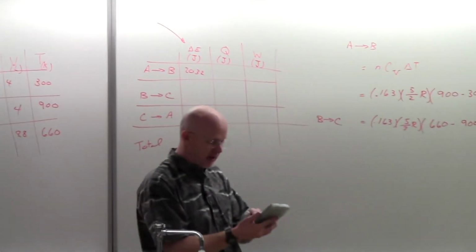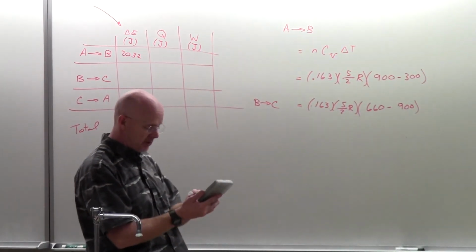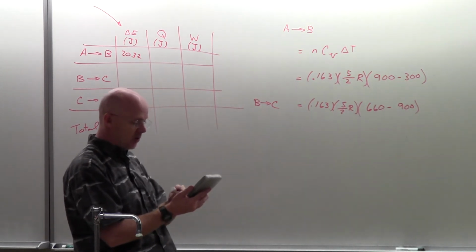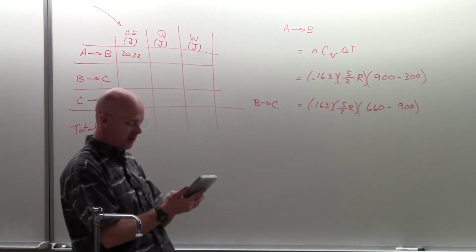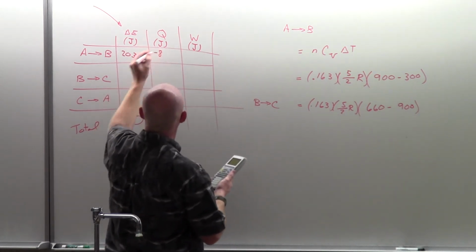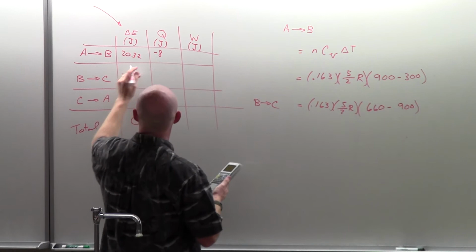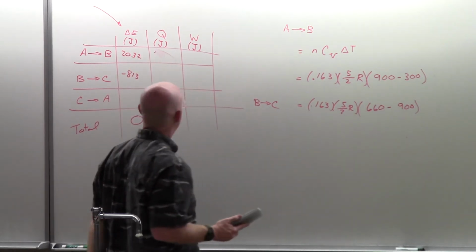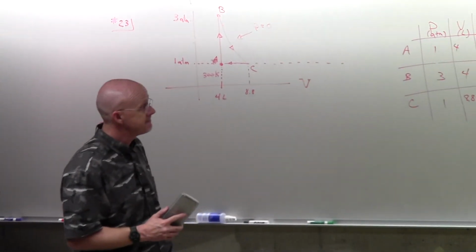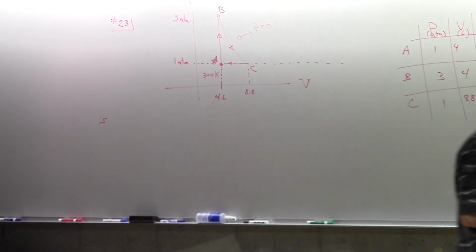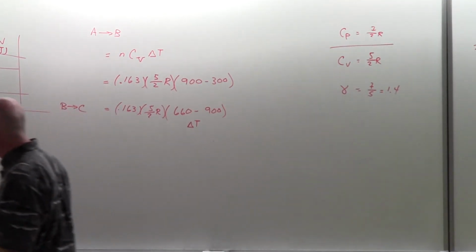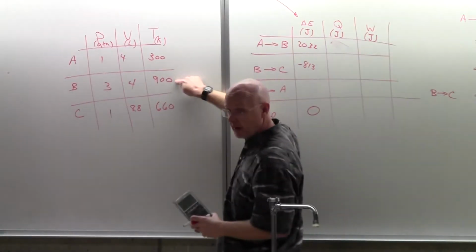So again, 0.163 times 2.5 times 8.31 times 660 minus 900 will give me a negative 813 joules. Is that equal to delta T, you say? Yeah, so that's delta T from B to C: final minus initial.